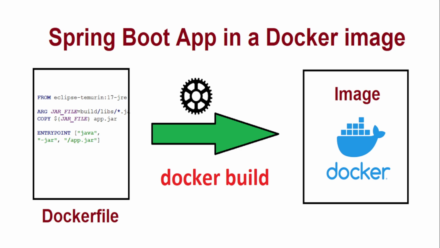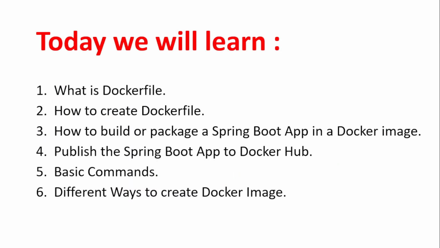Today we are going to learn about Docker file, and the major objective of this video is to explain how you can use the Docker file to create the image of your Spring Boot application. We are going to learn what a Docker file is and how you can create this file. Then, using that file, we are going to build and package our Spring Boot application into the Docker image. Then at last, we will publish it into the Docker Hub repository that will be global, and anyone can download or pull that image from the Docker Hub repository.